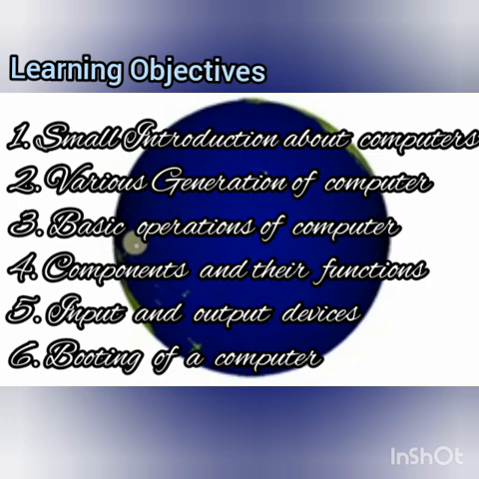Basic operations of computer is nothing but getting the input from the user and processing it with the help of the processor and producing an output. So, this is the basic operations of the computer. The next one is components and their functions. Based on the operations of the computer, they have classified the components of the computer as input unit, central processing unit and output unit. And also we have input and output devices. And the last one is booting of a computer.